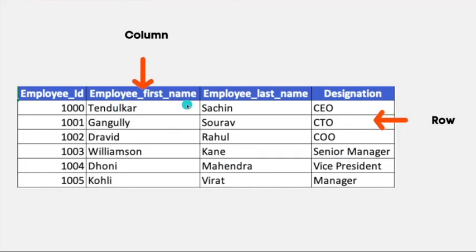The horizontal ones are your rows. So apart from the first one, that is your column names, how many rows do we have? 1, 2, 3, 4, 5 and 6. So we have 6 rows and 4 columns.